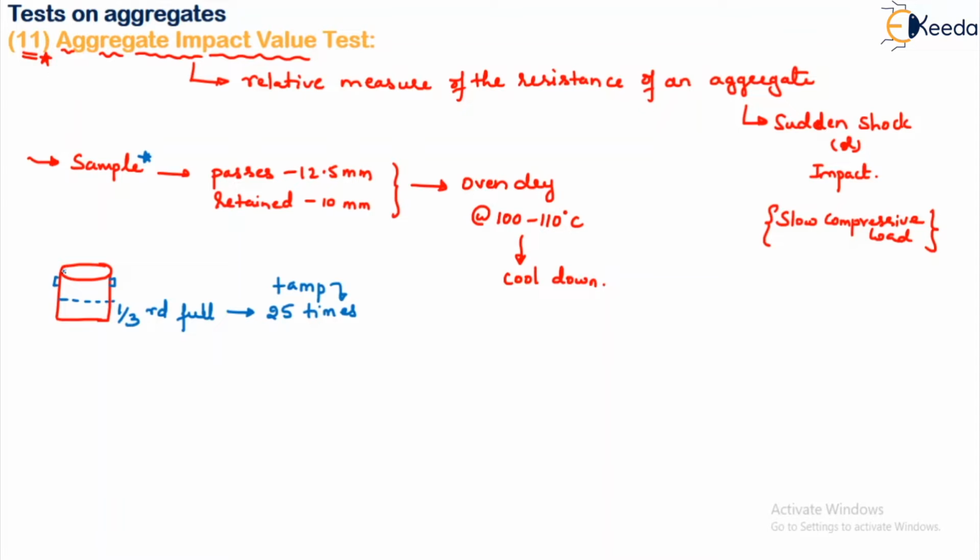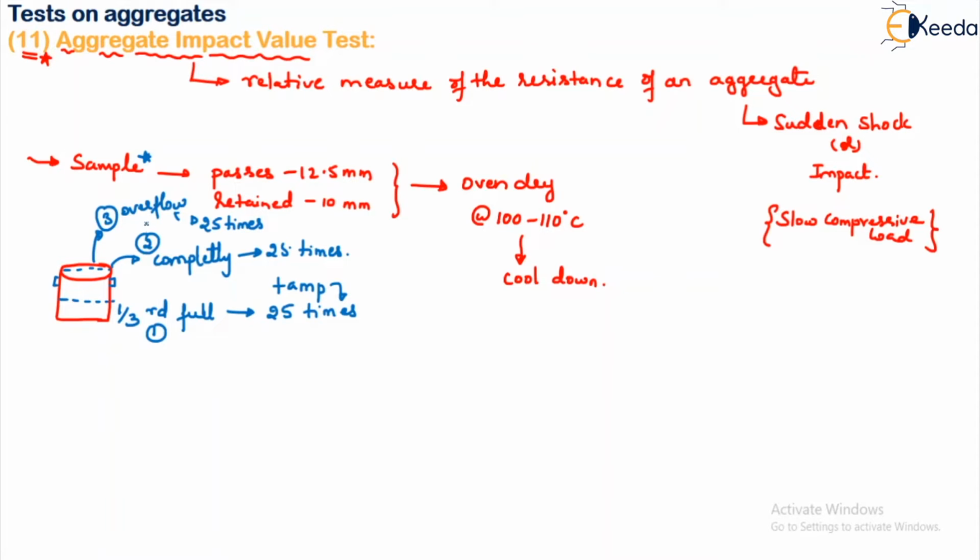For the second time, now completely fill the vessel, and then tamp it again 25 times. For the third time, you have to overflow a little, because after the second time you completely filled and tamped, a certain amount of space will come. In order to fill that also, you overflow the vessel and again tamp it 25 times. So basically you are doing it 3 times. Whatever is the extra amount, you just remove it with the edge of the tamping rod.